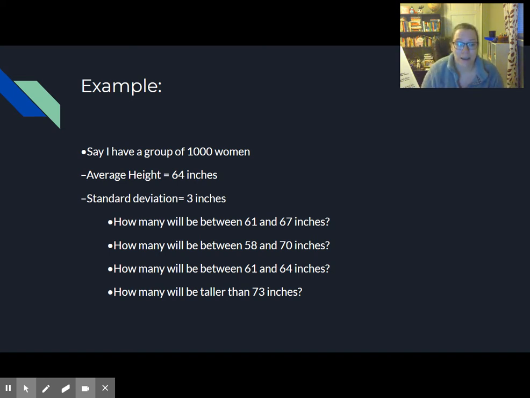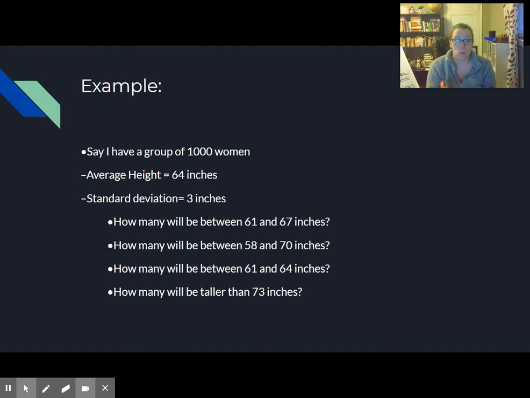So next, between 58 inches and 70 inches, well, that just adds one more standard deviation. So that means that now I'm 2 standard deviations away from the mean. So if I have 1,000 people and 95% of them fall within those 2 standard deviations, I'm going to do the same thing again. I'm going to take my 1,000 people and multiply that by 0.95, my proportion, and that means that 950 of them should be between 58 and 70 inches. That's 2 standard deviations away.